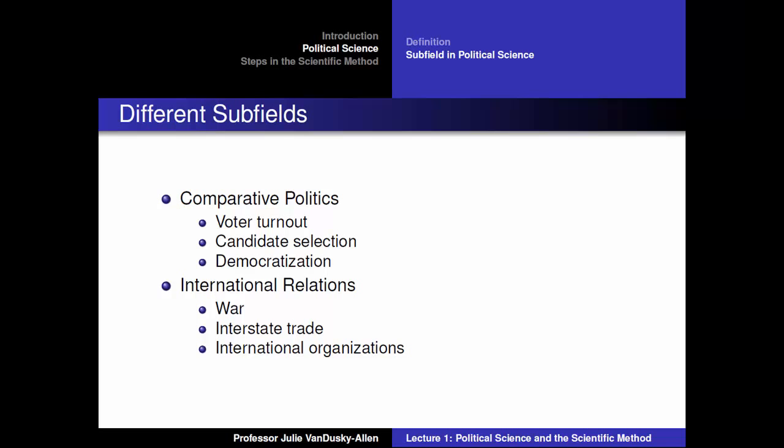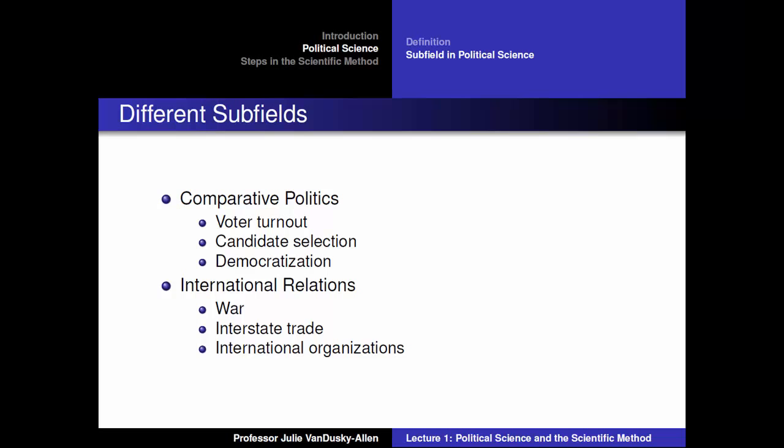Comparativists also study topics such as candidate selection across countries. They try to explain why party leaders in some countries have more control over candidate selection than party leaders in other countries. Another field of study is democratization. Political scientists who study democratization try to explain why some non-democratic regimes are more likely to become democracies and why some are not.